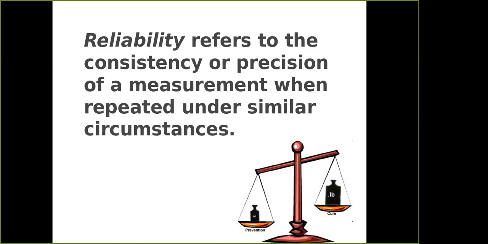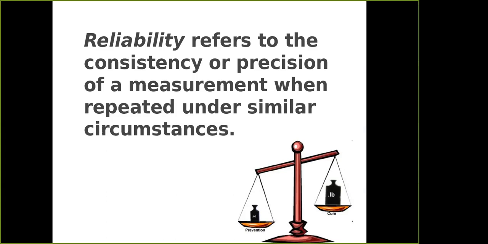Another example, say you have a bathroom scale and one morning you get on the scale and you weigh 200 pounds, and you get off the scale and you get back on and it says 195, and you get off and you get back on and it says 205. Well, your scale isn't helping you very much because it's not reliable. It's not giving you the same measurement each time.